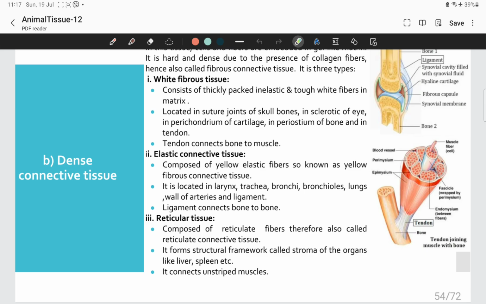The next tissue we have is reticular tissue. It is composed of the third fiber, that is called reticulate fiber. It is a colorless fiber, and that's why it is also called reticular connective tissue. It is a short fiber that we discussed before, and it is interconnected and forms a network-like structure known as stroma over the internal organs like liver and spleen, and helps to protect those organs. Similarly, it also connects unstriped muscle, meaning involuntary muscles, together.